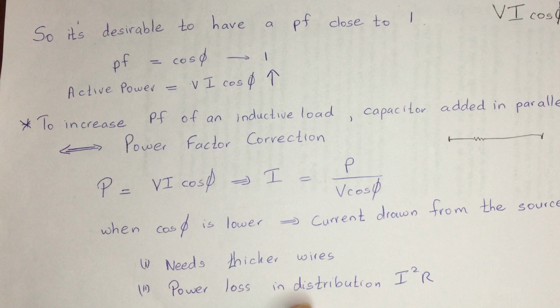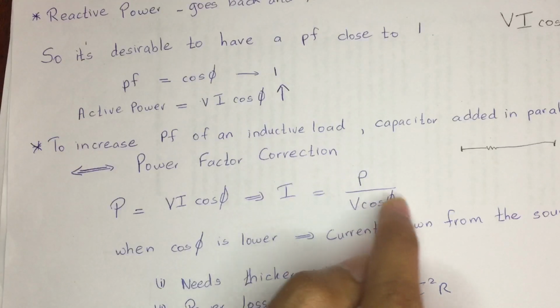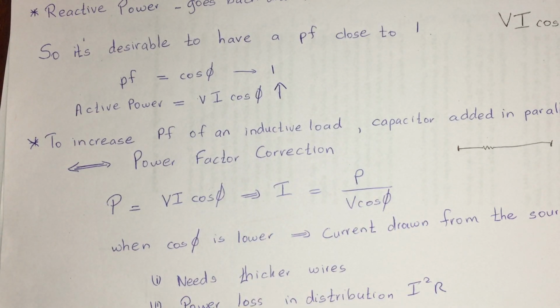The first is the power loss in the distribution, I squared R. For a certain resistor in that line, the line loss in that distribution would increase with the square, I squared R. So we need to control that I. So we need to have a higher cos phi, or higher power factor.